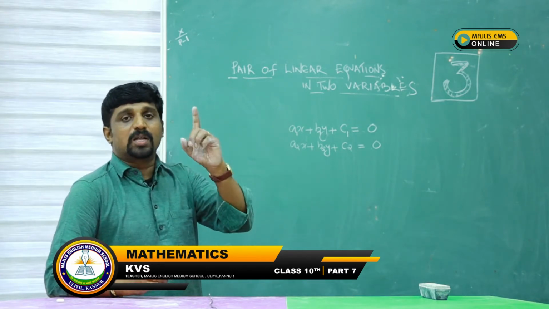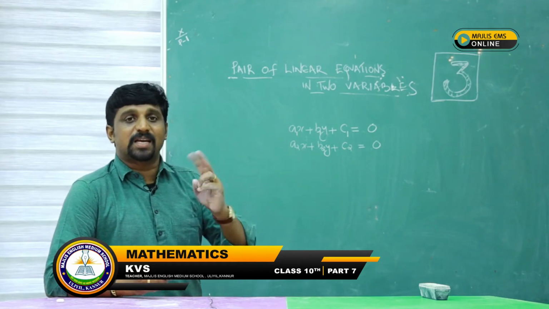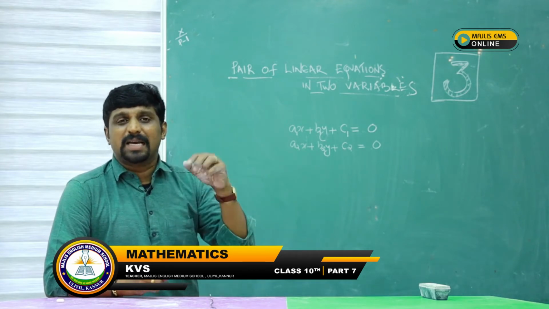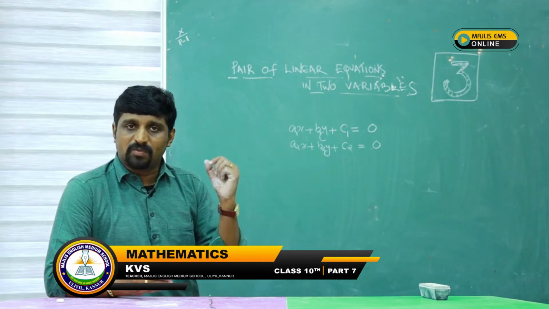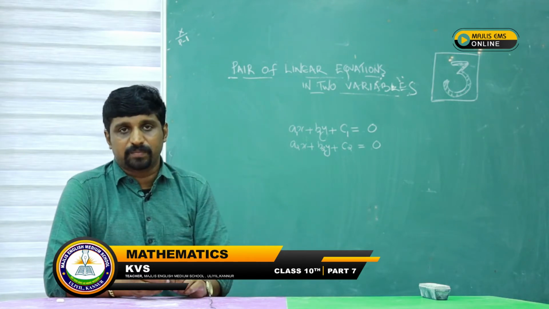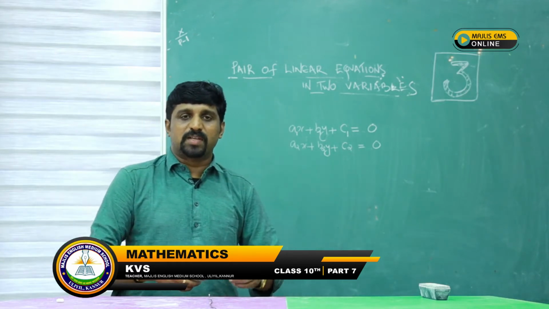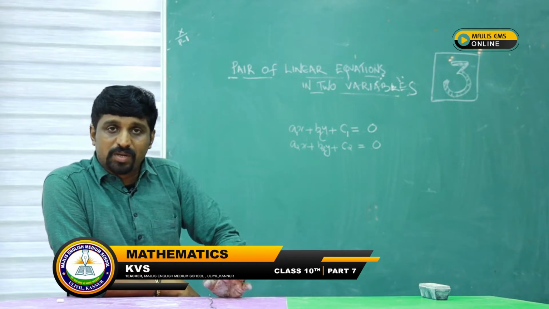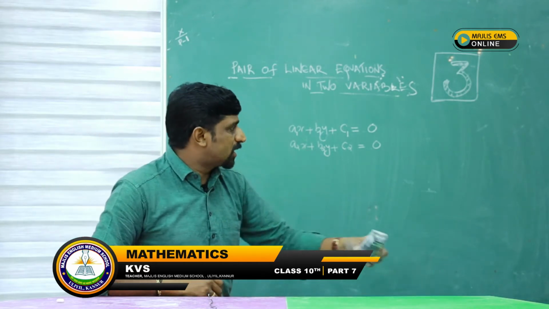Linear means only the highest power is 1, that is known as linear. Two variables means the variables are x and y, and a, b, c are any real numbers. Okay, then already you know from 9th standard, the solution of a linear equation in two variables: we always get values of x and y, and we need to write them as an ordered pair. Let's take one example.